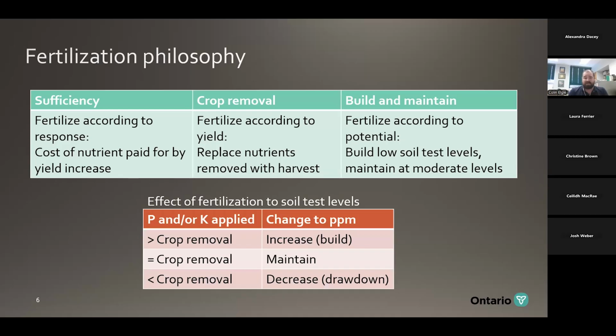And so if we look at what really changes soil test levels with fertilization, no matter what philosophy you're using or what goals you have, anytime that we're applying more than crop removal, we'll be increasing our soil test levels. Anytime we're applying less than crop removal, we'll be drawing down our soil test levels. And anytime we're kind of matching that crop removal number, that's where we maintain it. So this seems relatively simple, and this is a very simple way to look at it.